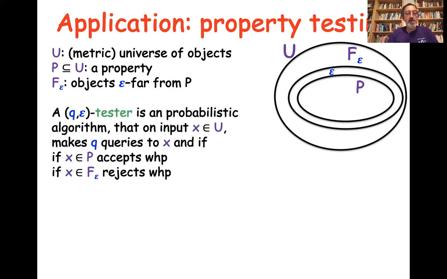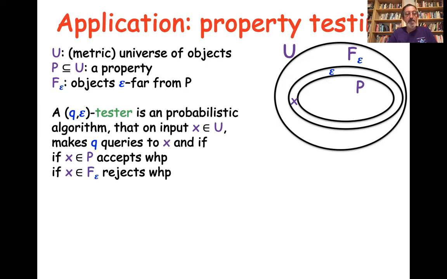So a Q epsilon tester is a probabilistic algorithm that on input X in the universe just makes Q queries to X. So it looks only at Q coordinates of this input X and using them only must decide: in the case that X is in P, it must accept with high probability. If it's in F epsilon, it must reject with high probability. And if X happens to fall in this gray region between, close to P, then it doesn't matter what answer the tester gives. It's allowed to accept or reject.